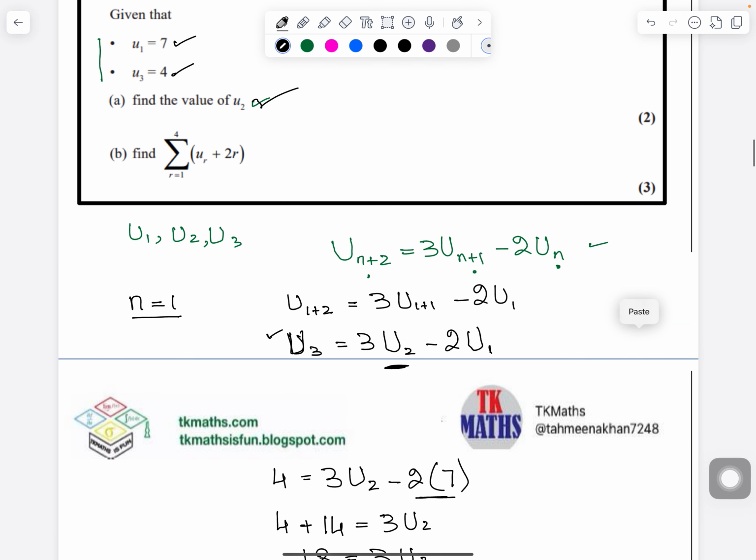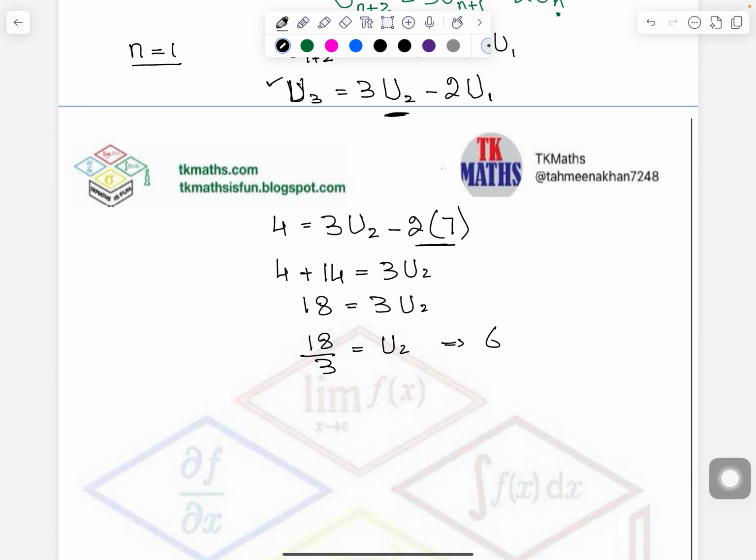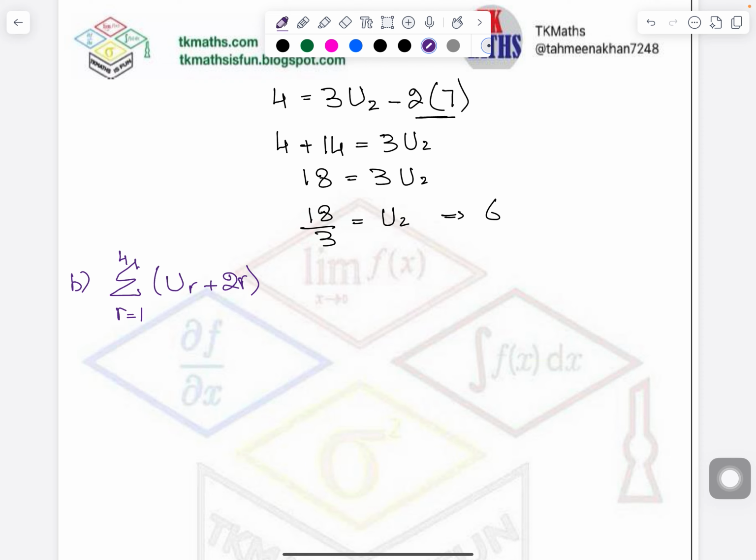Now the next part of the question is find sigma r starting with 1 ending at 4, and the formula is, the expansion is ur plus 2r. So let's write it down here first of all. Part B is saying start by substituting r equals 1 and go up till 4 in the expansion of ur plus 2r. This is the meaning of the question. So what does it mean? I have to expand these terms, this expansion, with substitution of r, starting with 1, ending at 4.